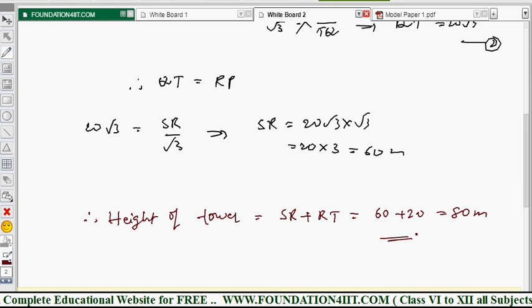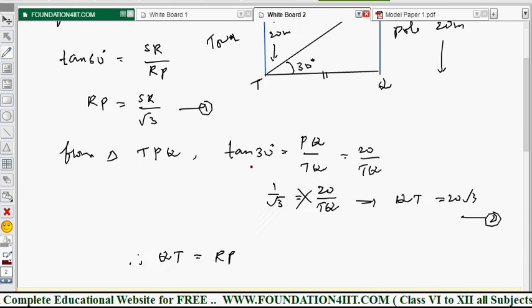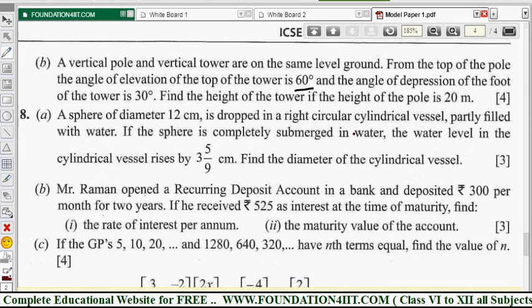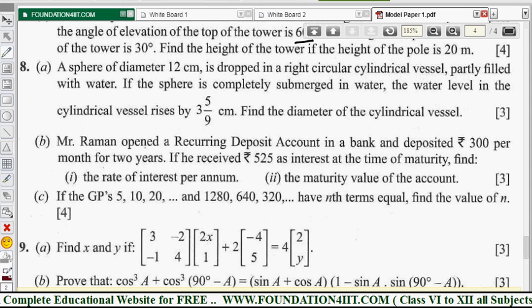Okay, so we can solve this problem like this. Only the diagram should be drawn clearly, and based on that we have to take the triangles and solve the problems. Now this is about the 7th one. Now let us see question 8 and we'll solve.